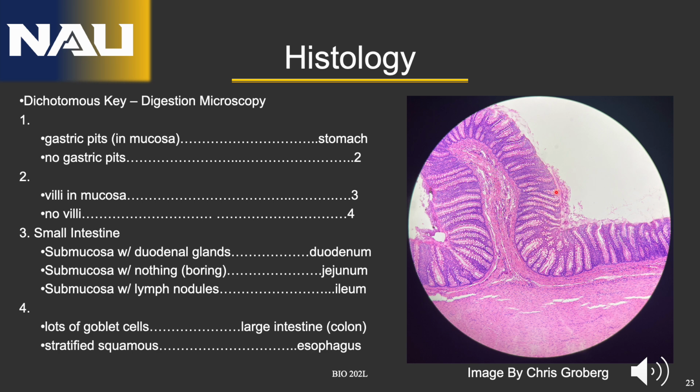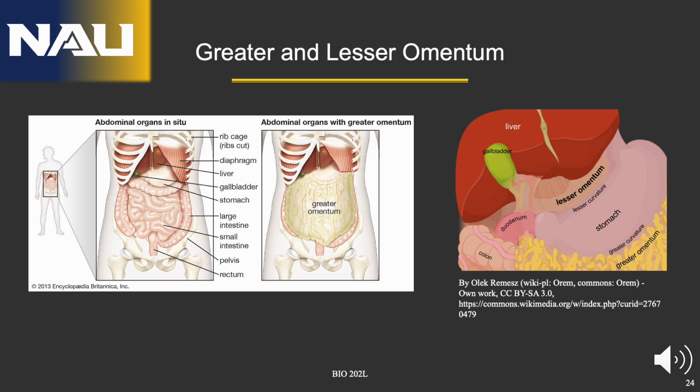The greater and lesser omenta are folds of the peritoneum, a membrane that lines the abdominal cavity. The greater omentum is a large apron-like fold that hangs down from the stomach and covers the intestines. It contains fat deposits, blood vessels, and immune cells, helping to cushion and protect the abdominal organs, as well as playing a role in immune response.